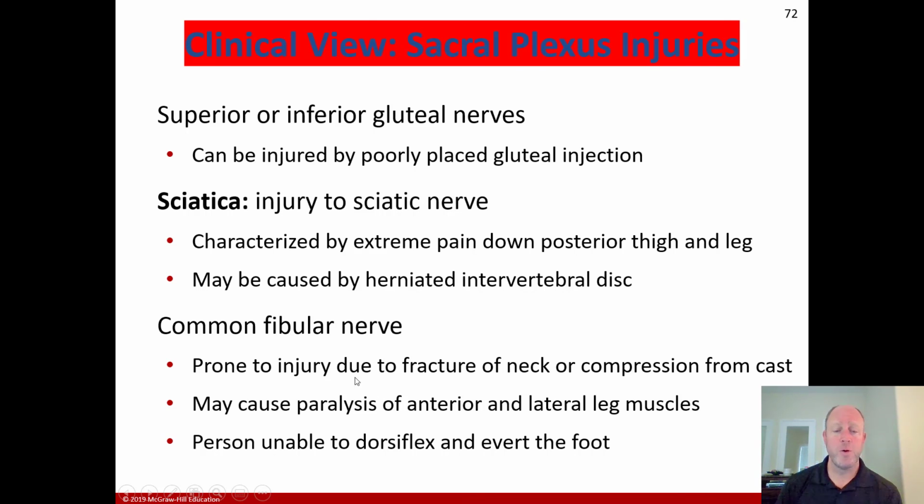The common fibular nerve is prone to injury due to fracture of the neck of the fibula or compression from a cast. It can cause paralysis of the anterior and lateral leg muscles, and the person is unable to dorsiflex and evert their foot.